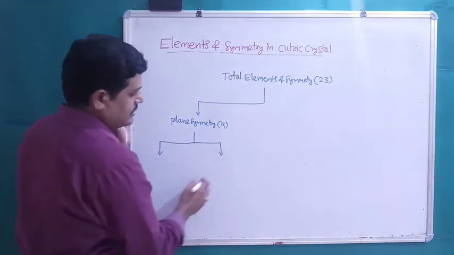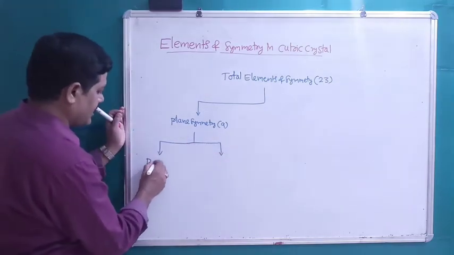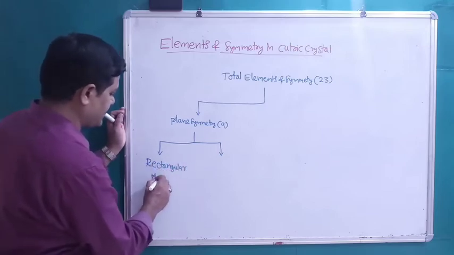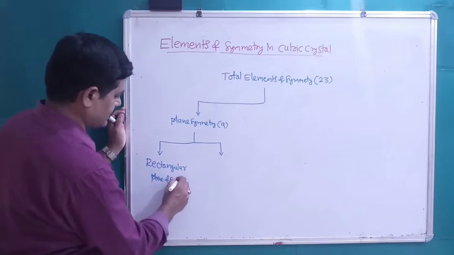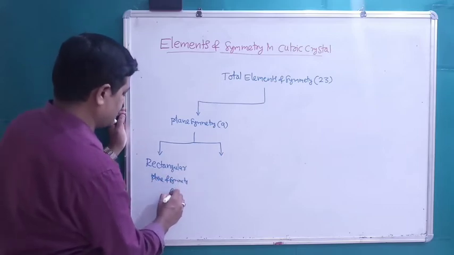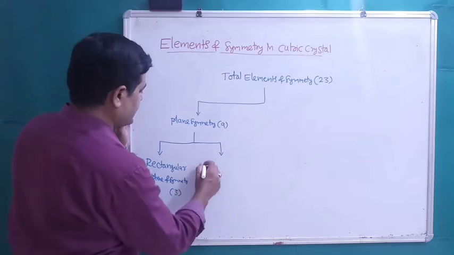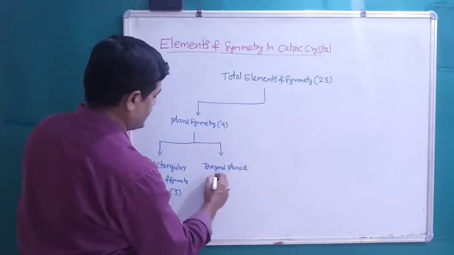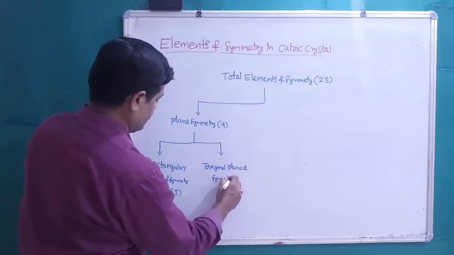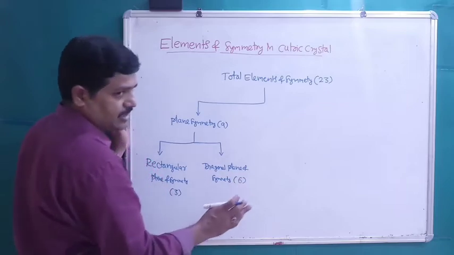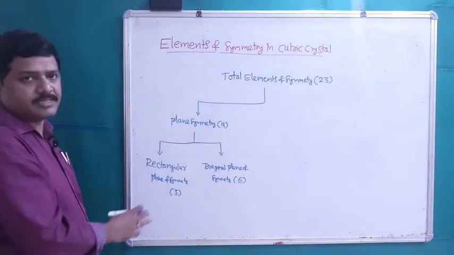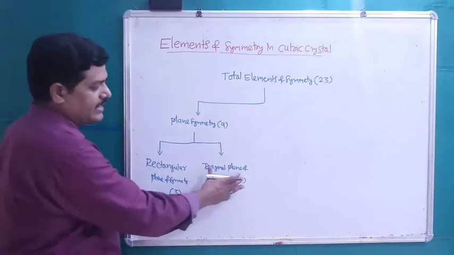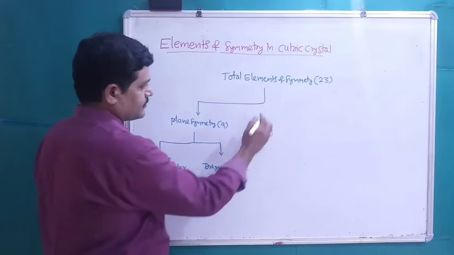It is again divided into two types, that is rectangular plane of symmetry, which is 3, and diagonal plane of symmetry, which is 6. Total planes of symmetry is 9. In that, rectangular plane of symmetry is 3, diagonal plane of symmetry is 6.